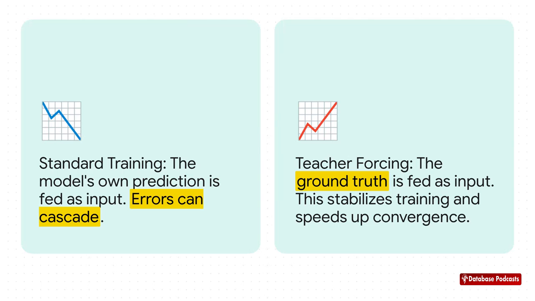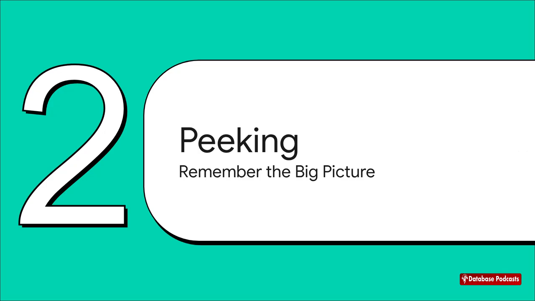And this comparison here really just lays it all out. Look on the left. With standard training, one little error feeds back in, and boom, you get a cascade of mistakes. But look on the right. With teacher forcing, we completely break that vicious cycle. By feeding it the correct answer every time, we make sure every step is built on a solid foundation. Okay, so we've sped things up.